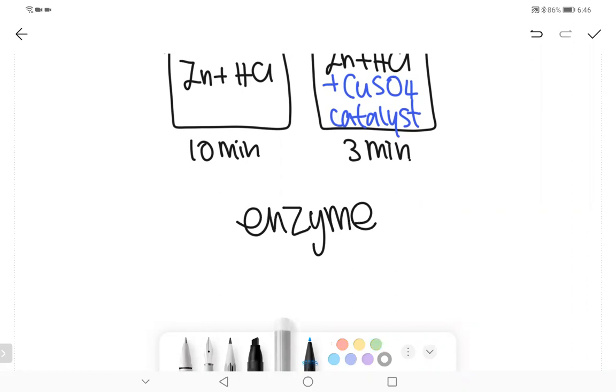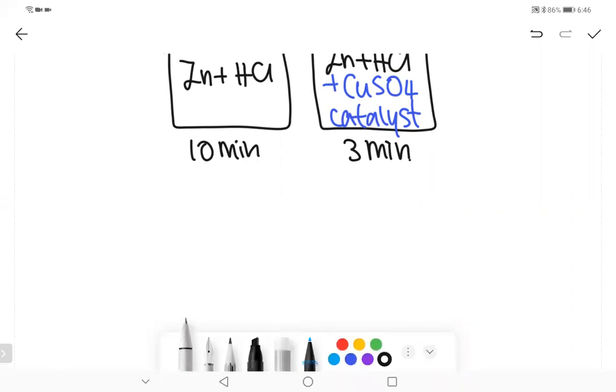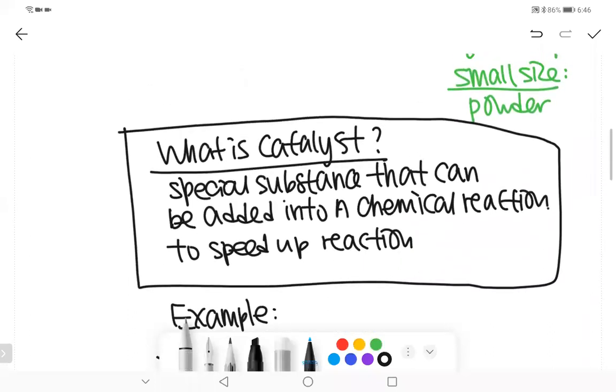So guys, do all of you have a better idea what is catalyst now? For those who didn't know what catalyst is moments ago, do you know what it is now? Type in the chat box and let me know, please.